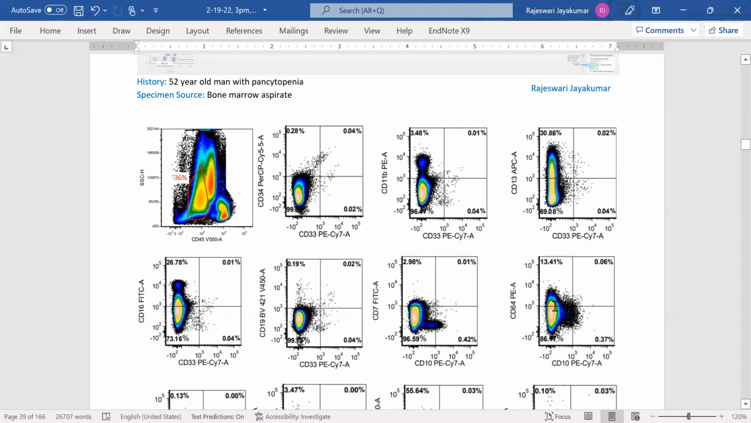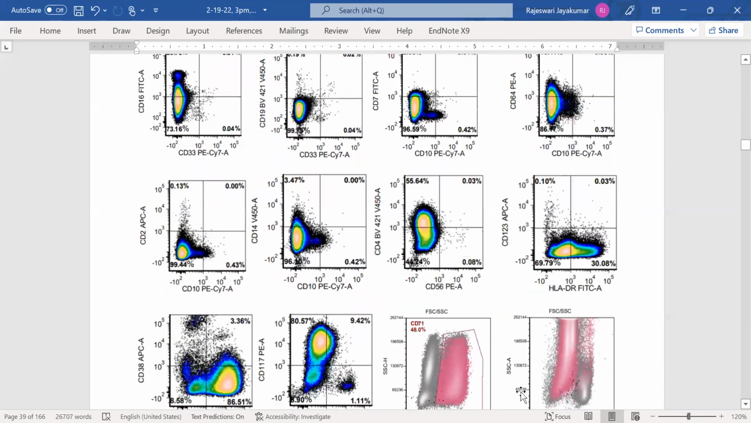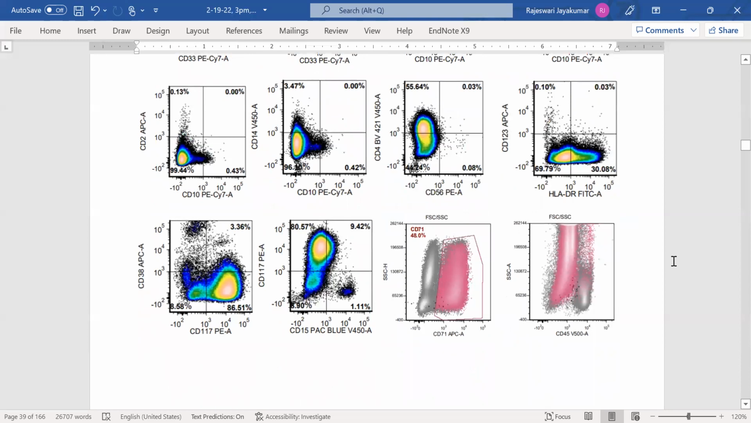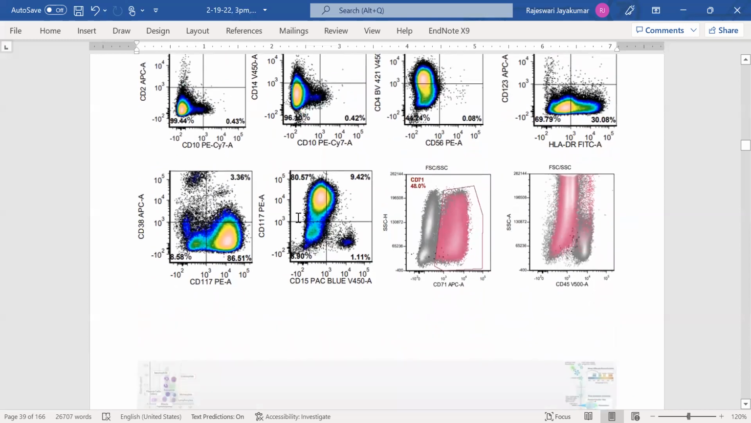They express a dim CD64, the gated cells. They're negative for CD2. They're negative for CD14. They express a partial CD4 and a partial HLA-DR. And they are homogeneously positive for CD117, negative for CD38, and they're negative for CD15. Again, here it shows that they're positive for 117.